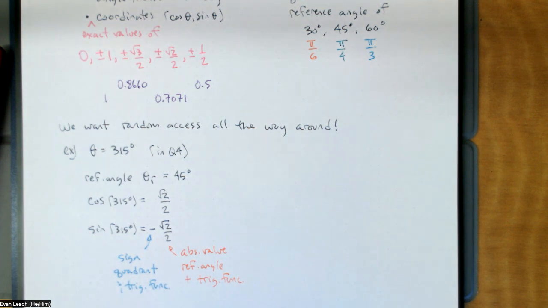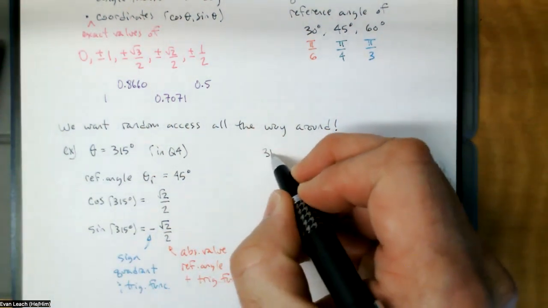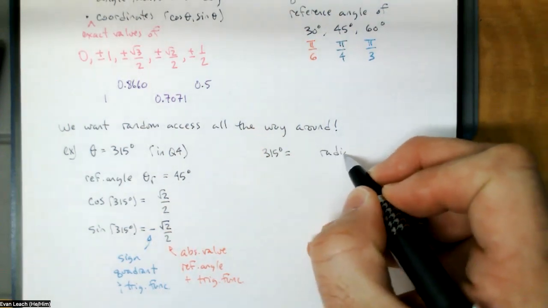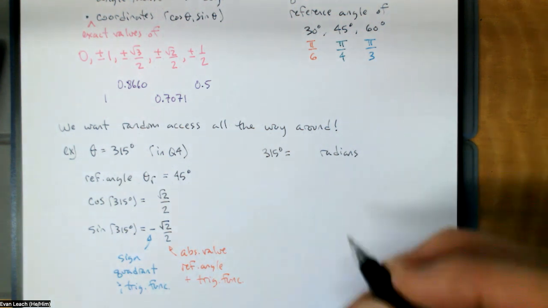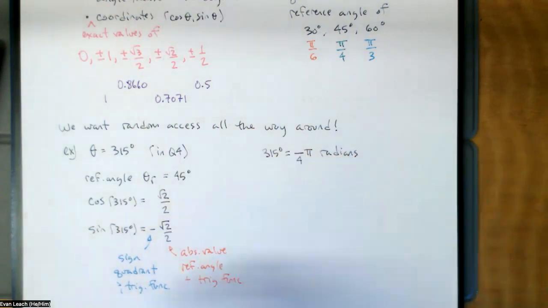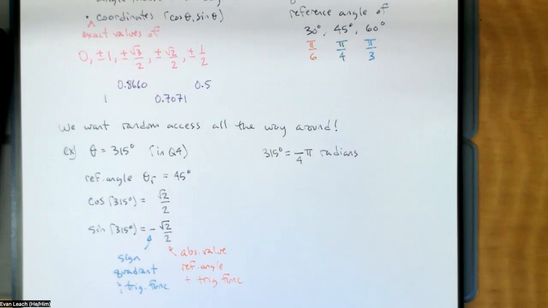You should also be able to read this in radians. So 315 degrees, how many radians is that? So it's got a 45-degree reference angle. What's the denominator going to be? 4. Because a 45-degree angle is a pi over 4 radian angle.